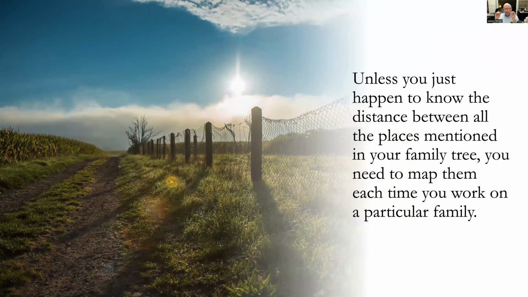So unless you happen to know the distance between all the places mentioned in your family tree, you need to map them each time you work on a particular family. So the first thing I do when I look at a new family, or a new person, and see if they were married or whatever, is I focus on the place where that person lived. And then as I focus on that, I put it on the map. If I have multiple children listed, I make sure that I check every child and put every place in every event.